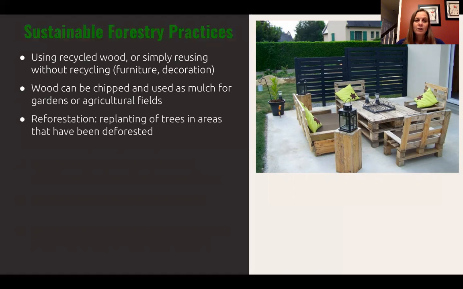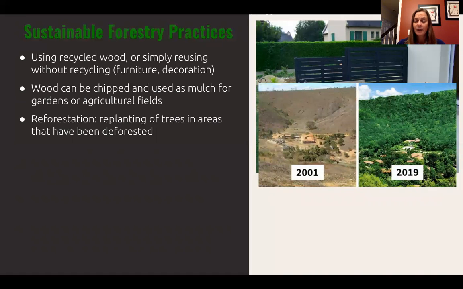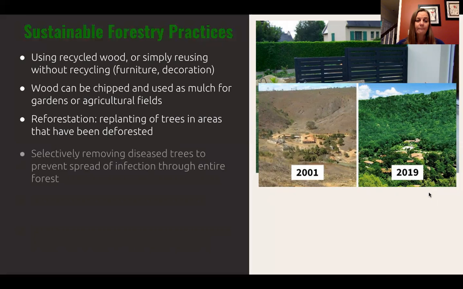Obviously, reforestation is a big important piece of sustainable forestry practices. That means replanting trees in areas that have been deforested, whether that's for agricultural purposes, for forestry purposes, for whatever reason, replanting trees. And you can see this is a picture in California, actually, of an area that had been totally deforested and then has been replanted. And you can see how green it has become in just 18 years.